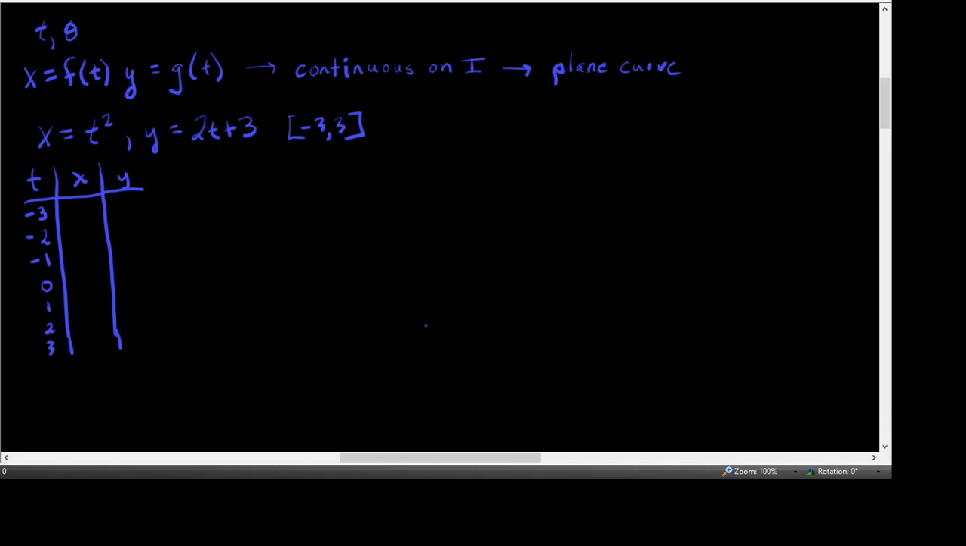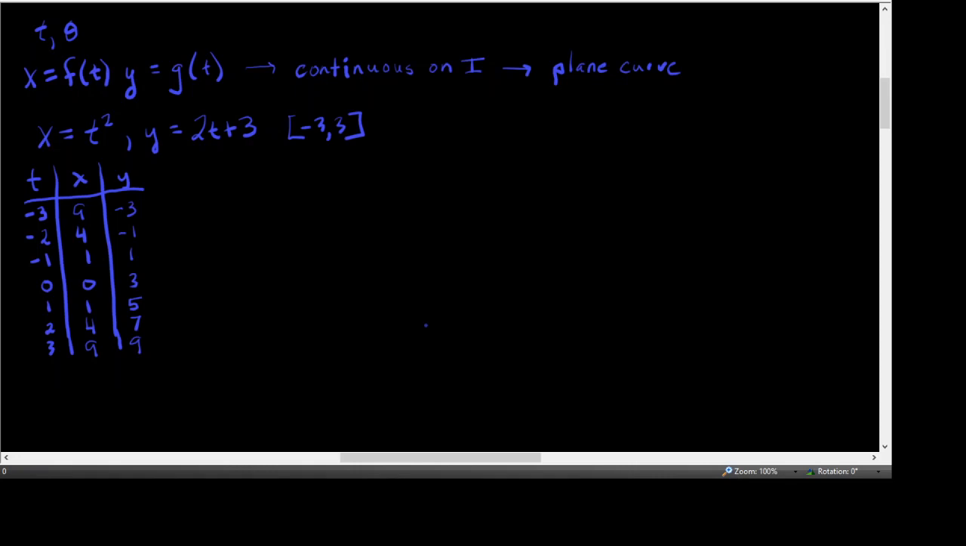All right, so I'm going to figure out what x is. Remember, it's just the square of t each time, so just square the t value and get the corresponding x values. And then for y, we're going to substitute into 2t plus 3, so 2 times -3, -6 plus 3 is -3. Substituting in for -2, you get -1. Substituting in -1, you get 1, and 3, and 5, and 7, and 9.